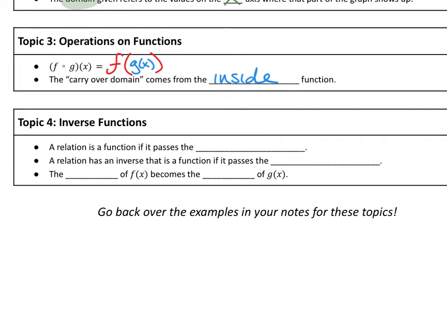And last but not least, for this page at least, we covered inverse functions. A couple things I want you to remember is that a relation is a function if it passes the vertical line test. But a relation has an inverse that's a function if it passes the horizontal line test. So the relation becomes a function if it passes the vertical line test, and its inverse is a function if it passes the horizontal line test.